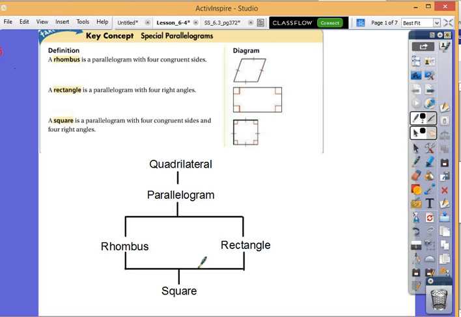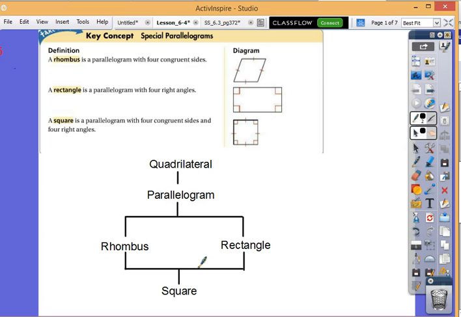So there's a parallelogram, but as part of being a parallelogram, you can also be a rectangle or a rhombus. And all of the things that are true about parallelograms are true for rectangles and rhombuses as well. And then if you take a rectangle and a rhombus and you put them together, you get a square. So a square has all the properties of a rectangle, a rhombus, and a parallelogram. A rhombus has all the properties of a parallelogram. A rhombus does not have the properties of a rectangle. A rectangle does not have the properties of a rhombus.